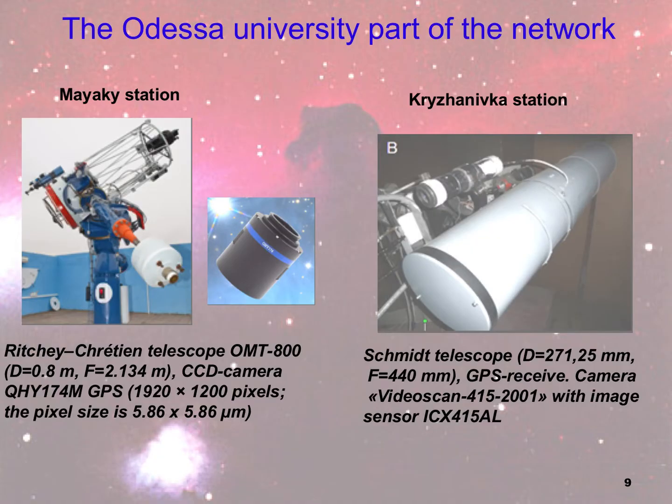At the Odessa Astronomical Observatory of the Odessa National University, there are two observation stations at which observations of occultations were carried out. These observations are being carried out in cooperation with a Kiev group of observers. The parameters of the instruments are shown on the slide.